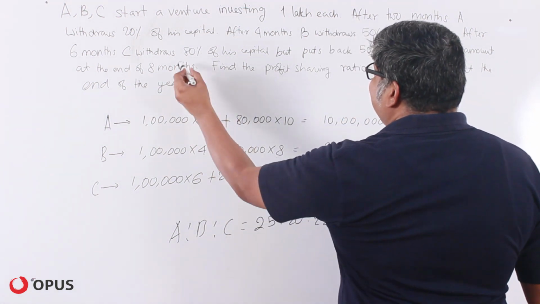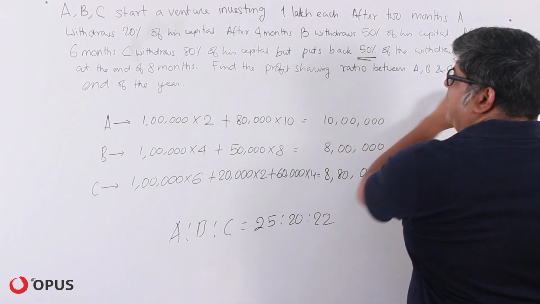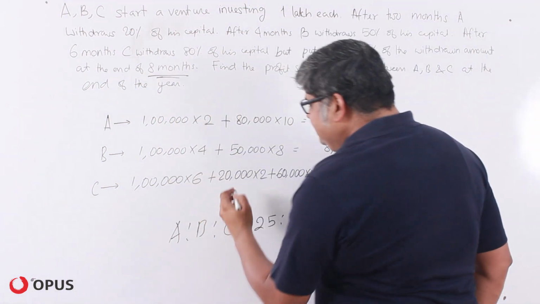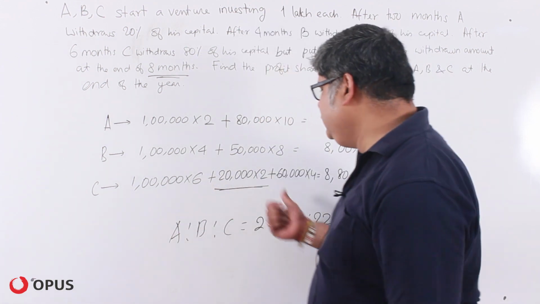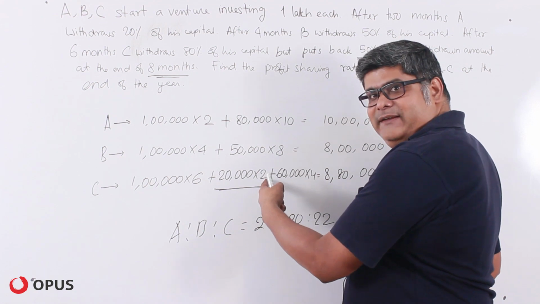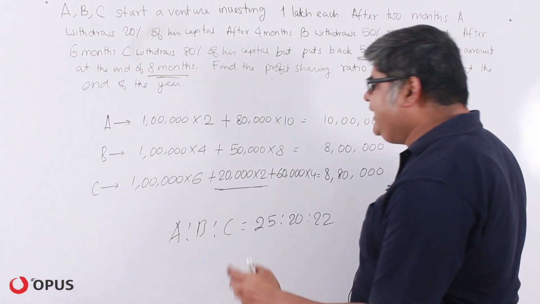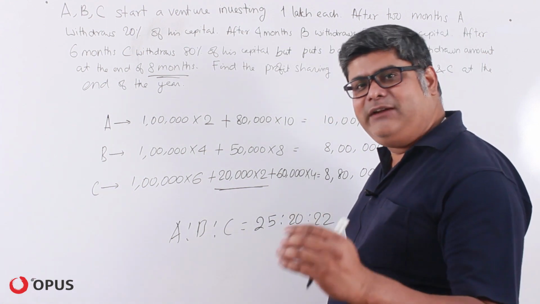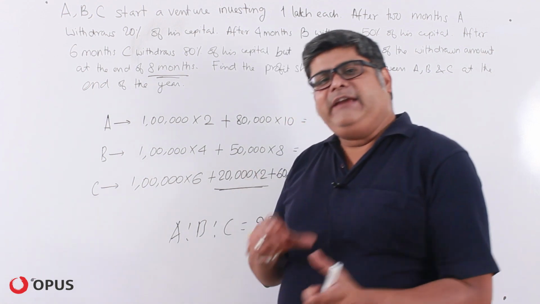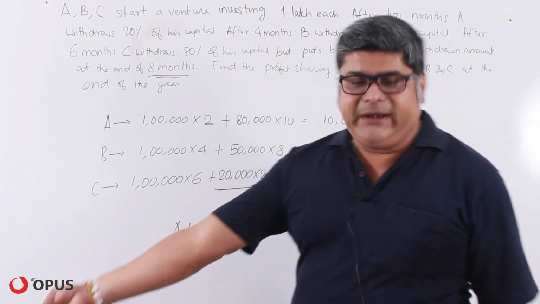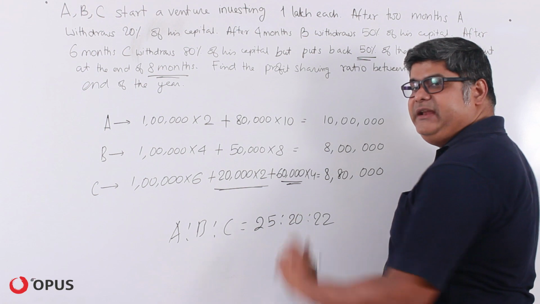look at the question, C withdraws 80% of his capital but puts back 50% of the withdrawn amount at the end of 8 months. That means this 20,000 was there in the business for 2 months, because after 2 months, that is 6 plus 2, after 8 months, C puts in 50% of whatever he had withdrawn. So C actually puts back 40,000. Because he had withdrawn how much? 80,000. 50% of 80,000 is 40,000. Now if he puts back 40,000 into the business, there was already 20,000 there. So 40 plus 20 gives us 60. So 60,000 is applicable for the remaining 4 months.